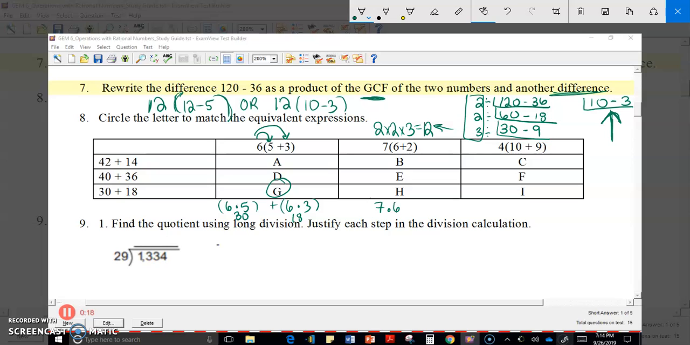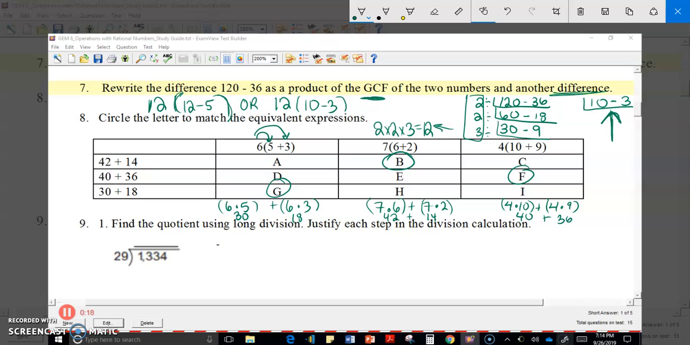7 times 6 plus 7 times 2. 7 times 6 is 42. 7 times 2 is 14. So we're going to go with B. 4 times 10 plus 4 times 9: 40, 36. And that is going to be F, our only option.